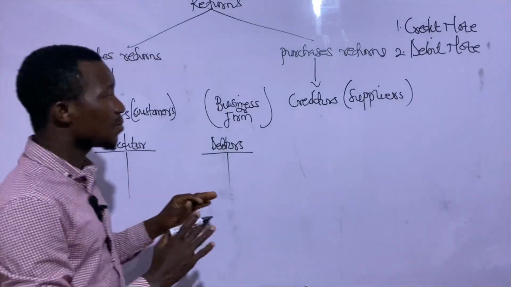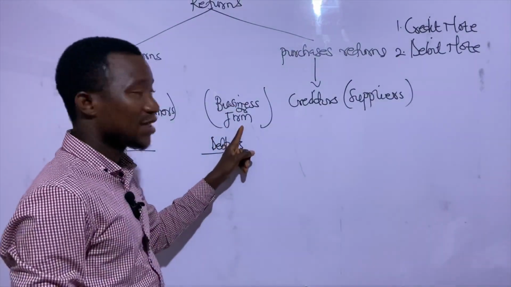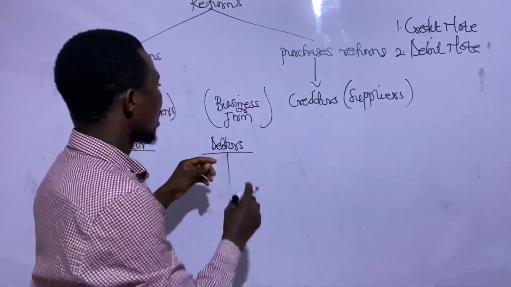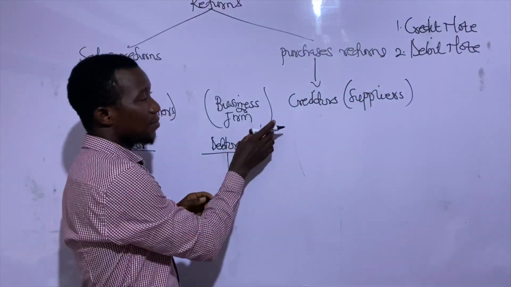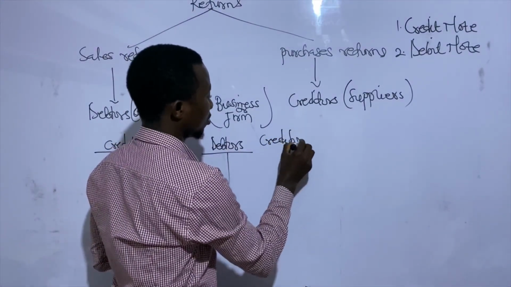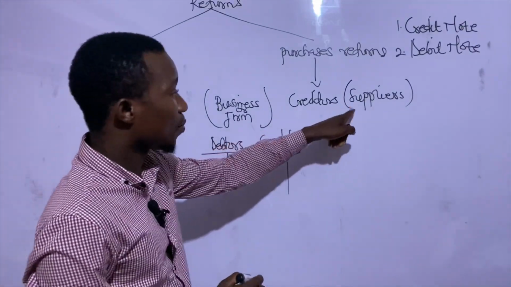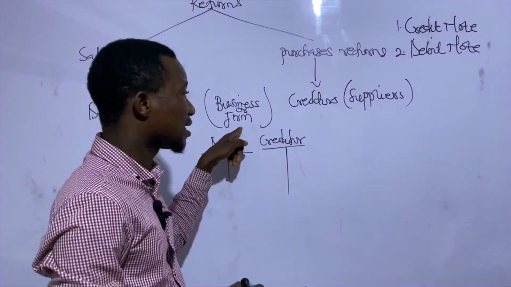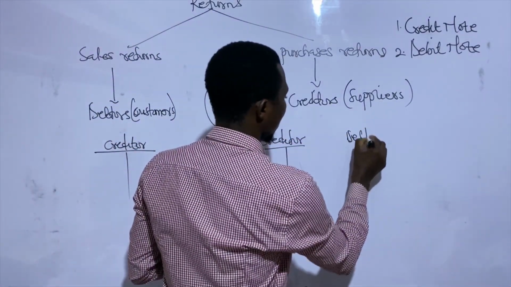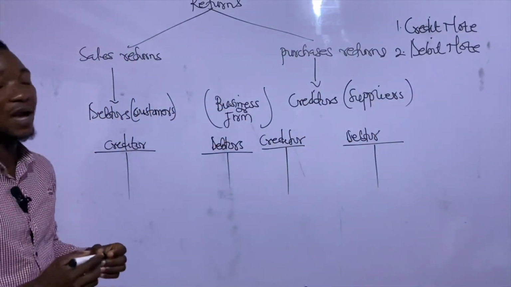Good. The same way, because the business made purchases from the supplier and then later returned the goods to the supplier, in the book of the business, the supplier is a creditor. Do you understand? Good. To the supplier or the creditor, the business is a debtor to him or her. So we write here debtor. That is in the perspective of the supplier.